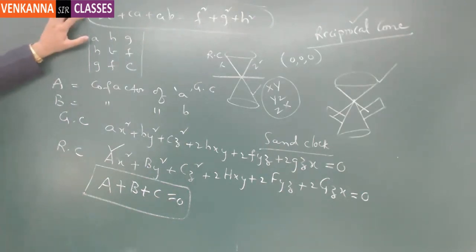If this condition is satisfied by the given cone, then we say that it will have three mutually perpendicular tangent planes. Okay. Please take a note of that.